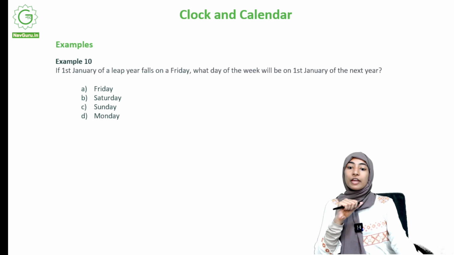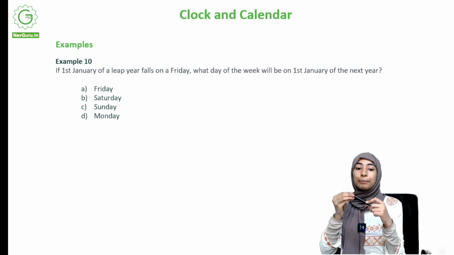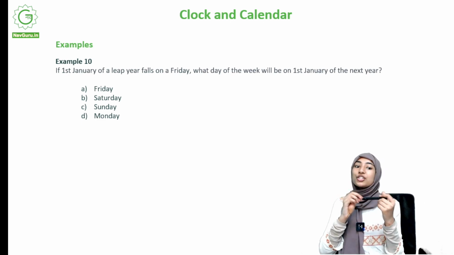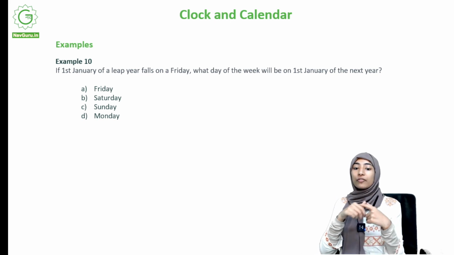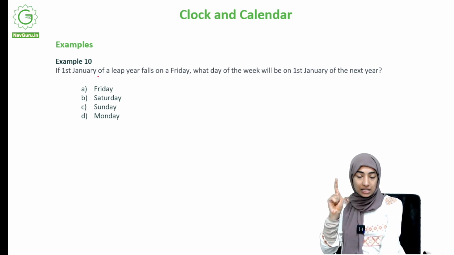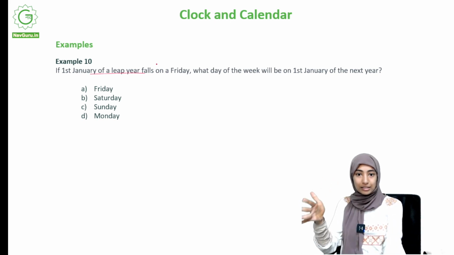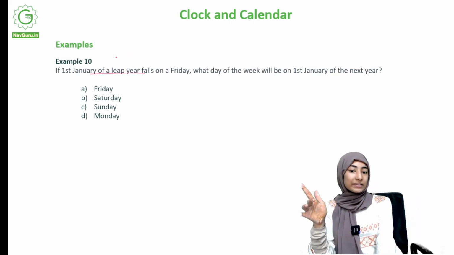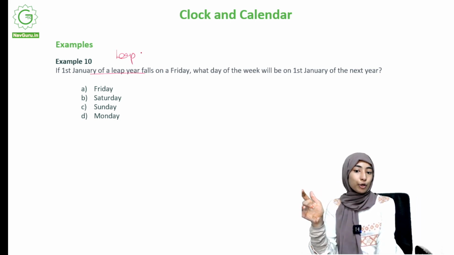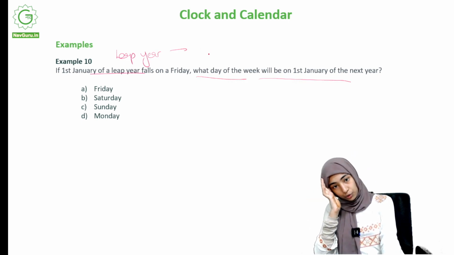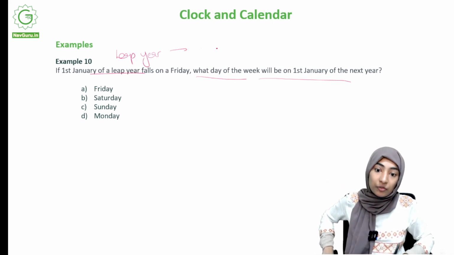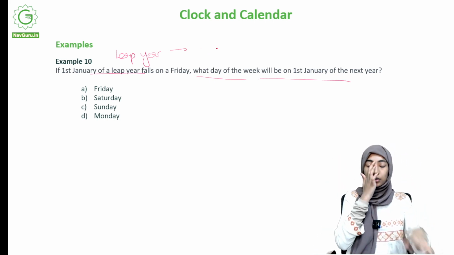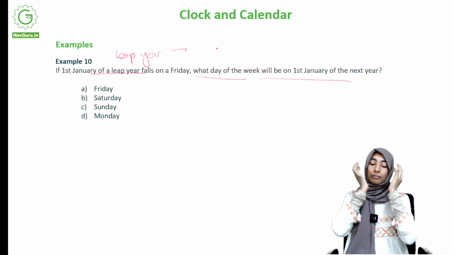Moving on. If 1st January of a leap year falls on a Friday, which day of the week will be 1st January of the next year? Now, this is the same thing that we discussed in a question that we just did in the same session, right? So, if you have a leap year first, how do you find the day of the week for the next year? How many days do you need to add? So I'll give you a moment, see if you can remember. Don't go check your notes, just see if you can remember.